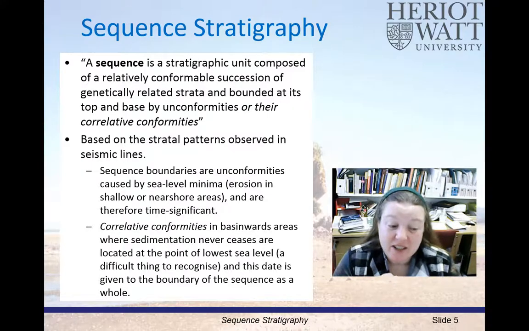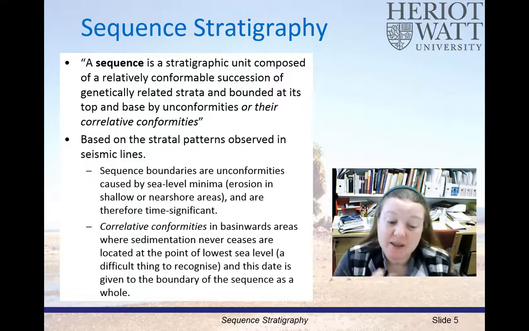Note that here the genetic relationship that is assumed is that the sequence is deposited during one episode of sea level rise and sea level fall, and also note that the boundaries of the sequence are defined as not merely being the unconformities, which are created on the shelf by the exposure during sea level low stand, but also the correlative surfaces in the basin area where sedimentation was continuous, and therefore there are no unconformities present.